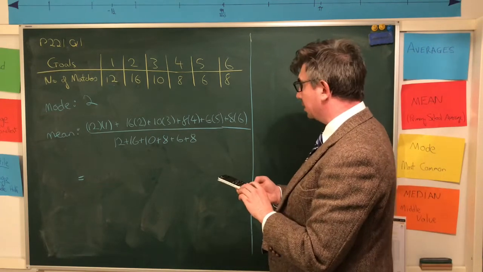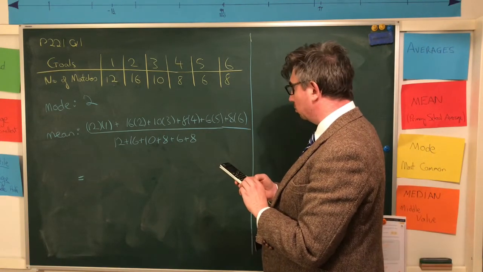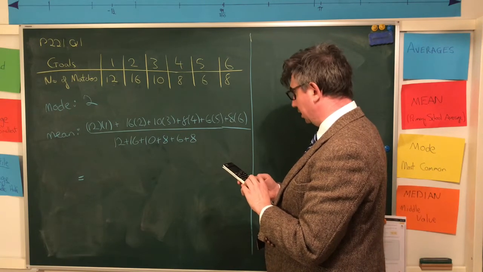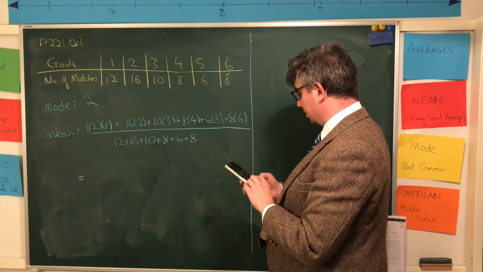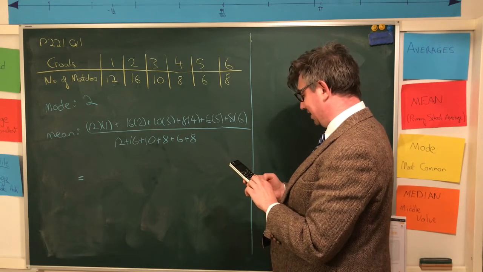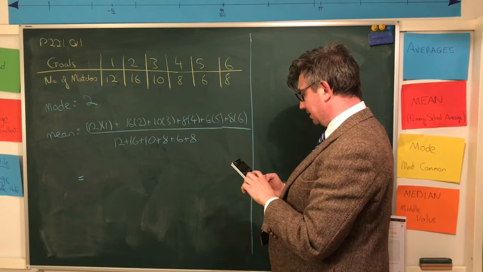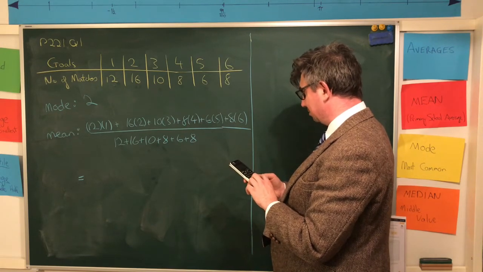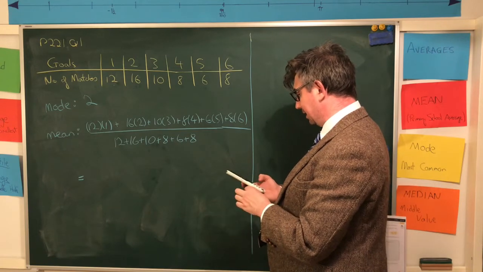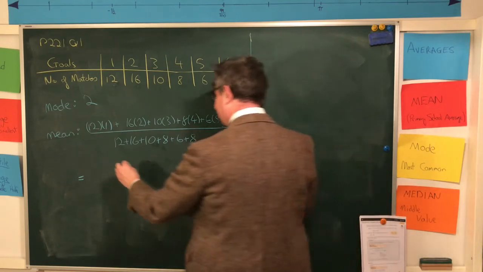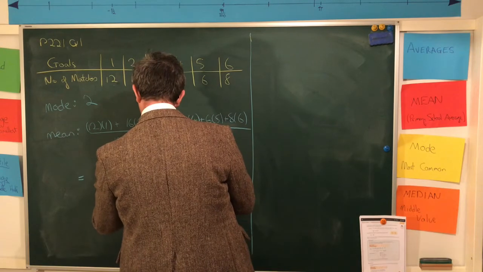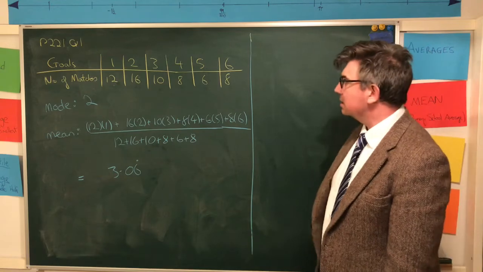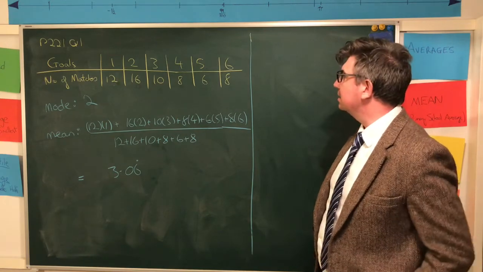So it's a fraction and it's 12 multiplied by 1 plus 16 multiplied by 2 plus 10 multiplied by 3 plus 8 multiplied by 4 plus 6 multiplied by 5 plus 8 multiplied by 6. And downstairs we have 12 plus 16 plus 10 plus 8 plus 6 plus 8. And that's equal to 3.06 recurring. So that's the mean of this data set.